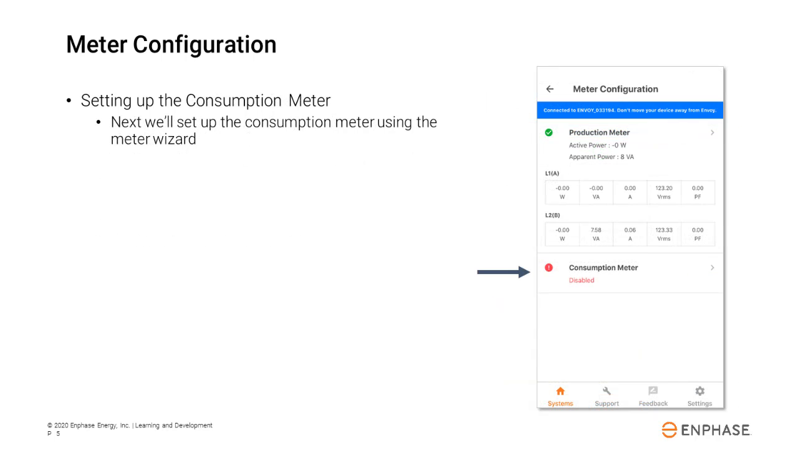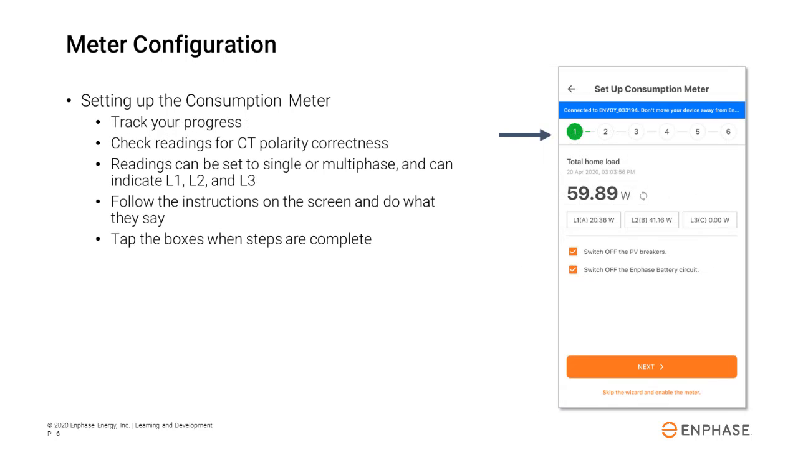Next, we'll set up the Consumption CTs using the Meter Wizard. When you start configuring the Consumption CTs, you'll see 6 steps across the top to help you track your progress. Look at your total home load and your L1, L2, and L3 readings. You can use these to catch any potential installation errors with the CTs. The readings can help you easily diagnose a polarity issue either at the sensor or the CT wiring at the on-voice terminal blocks. A potential polarity issue or any crossed phase wiring will show up as a negative value.